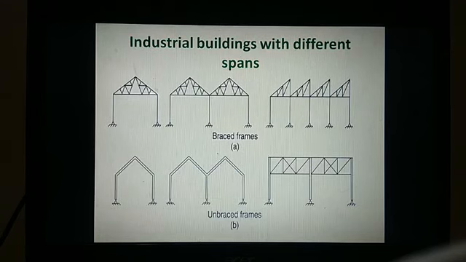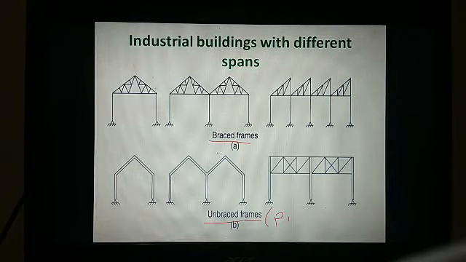Okay, so these are some of the industrial buildings with different spans. As I have been discussing many times, industrial buildings are basically classified into two different types of frames. One is a braced frame, the other one is an unbraced frame. An unbraced frame can also be called a PEB. PEB stands for pre-engineered buildings. Now we are discussing and designing these kinds of braced frames.